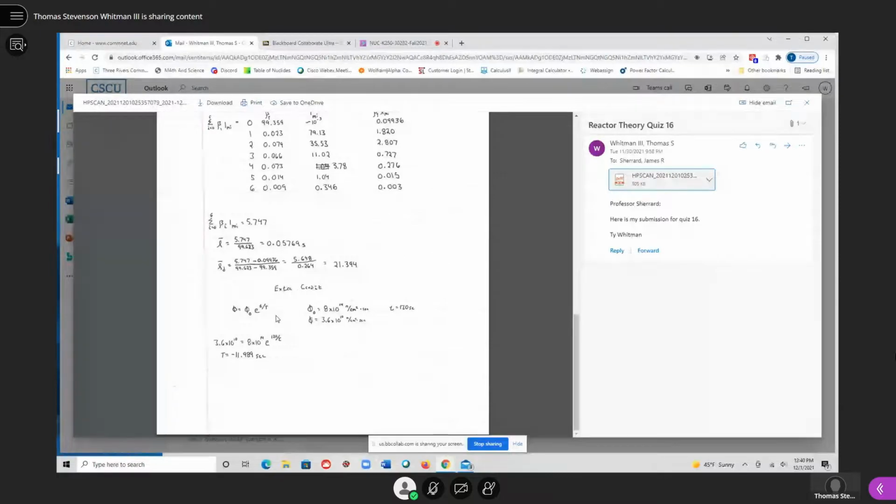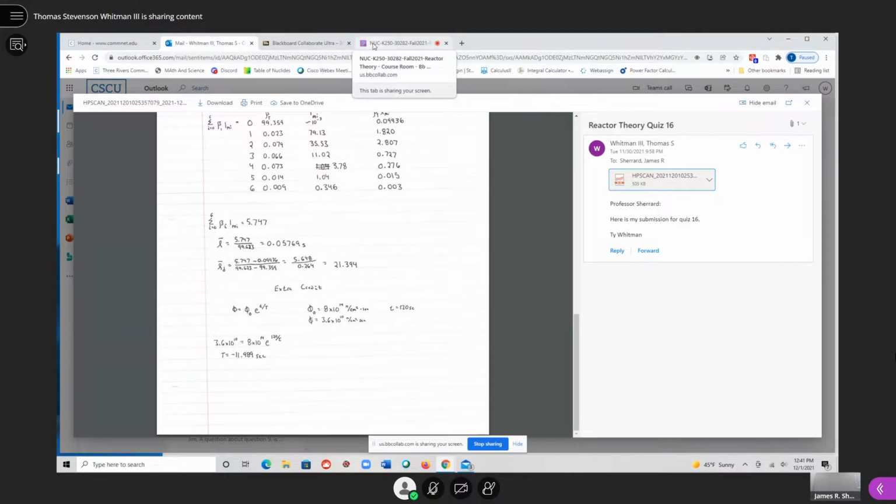Okay, so the extra credit. We have flux equals flux sub naught times e to the time divided by the reactivity. We were given that flux naught was 8 times 10 to the minus 14 neutrons per centimeter squared per second, that time was 120 seconds, and that flux was 3.6 times 10 to the 10. I input that calculation into my calculator and solved for T to get negative 11.989 seconds. That's correct, and you know it's a minus because the flux has decreased over that time span. So the period has to be minus, and that is the correct answer.